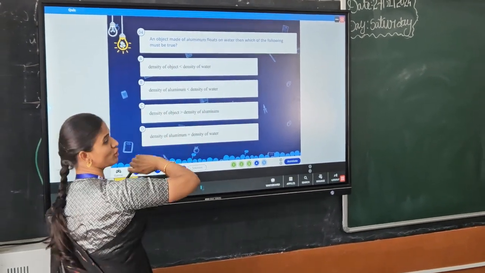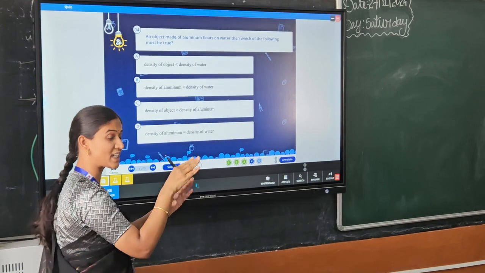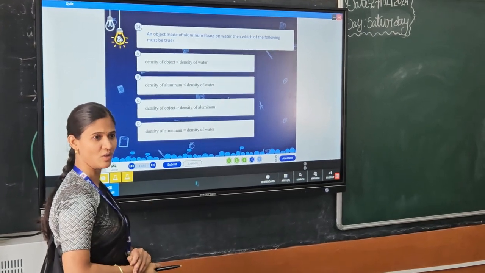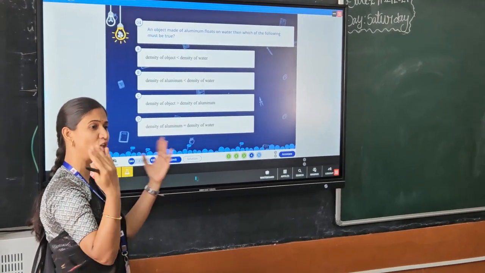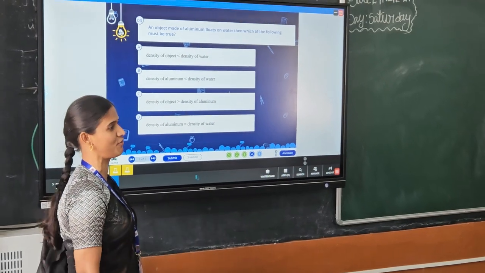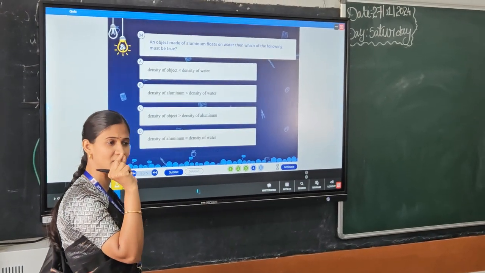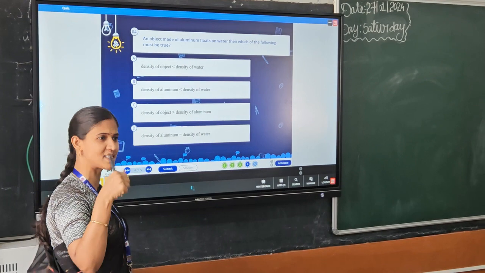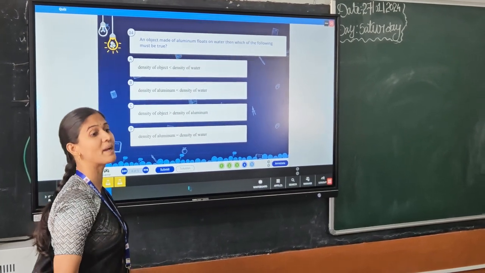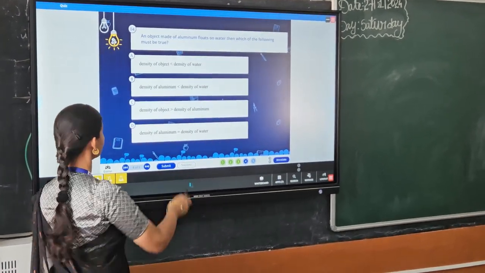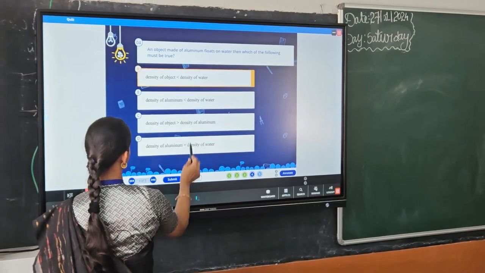Why? Density of aluminum is not the issue. How the object is made matters. They take the metal. If the volume is more and the mass is less, then only it will float. With the same aluminum, if you keep less volume and more mass, then it will sink. So it depends on the object.